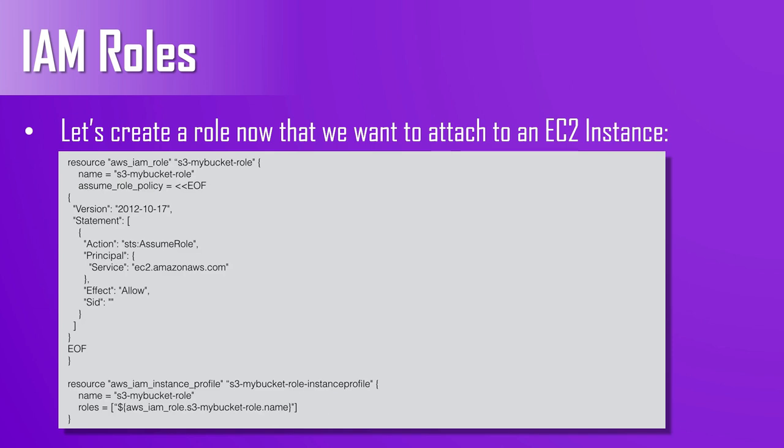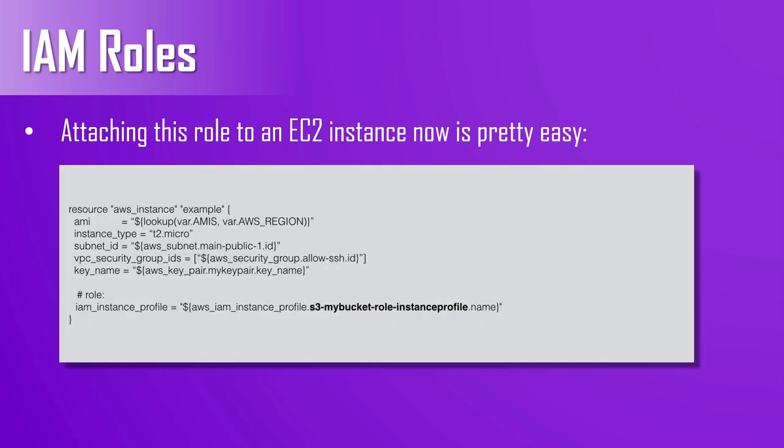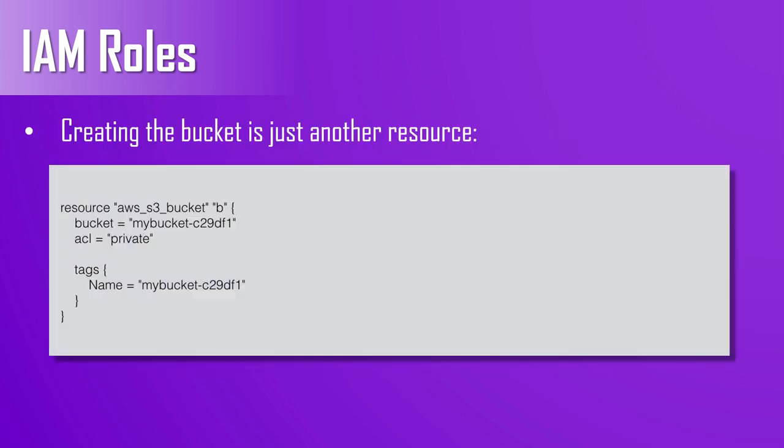So, this is default. And then we are going to attach this role to an EC2 instance. And that is just by saying iam_instance_profile equals, and then you refer to this aws_iam_instance_profile.s3-mybucket-role-instanceprofile. Here, I am going to create a new bucket. It's just another resource, aws_s3_bucket, you give the name.